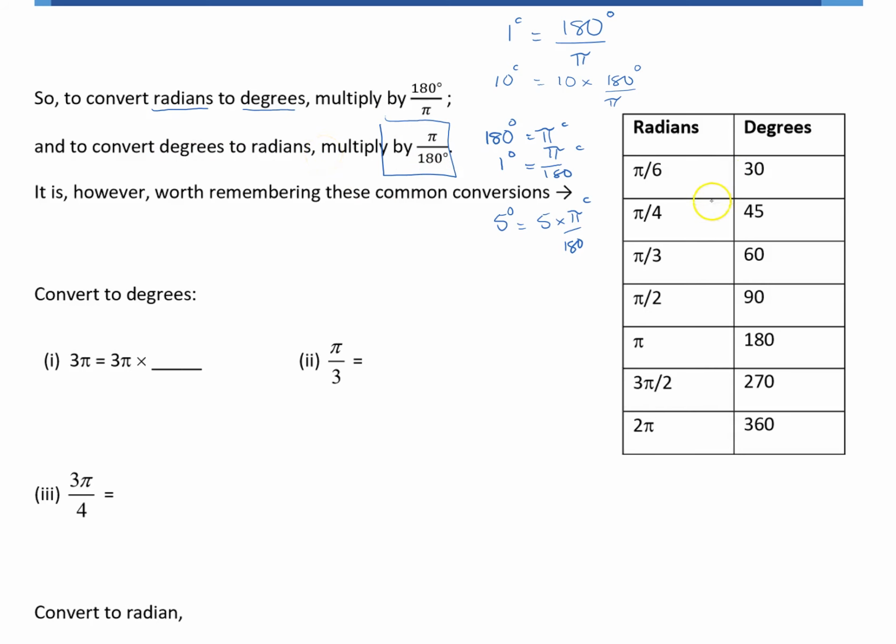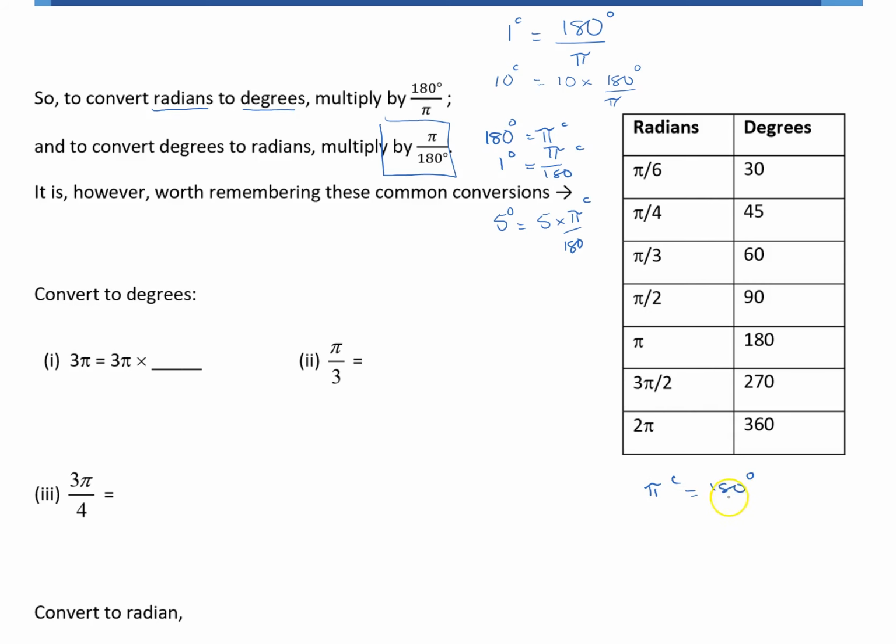There are some common connections between radians and degrees that I would strongly recommend that you learn, and they include: 30 degrees is known as pi on 6, 45 degrees is pi on 4. You can work these out for yourself, and it's all based on the fact that pi radians is 180 degrees.